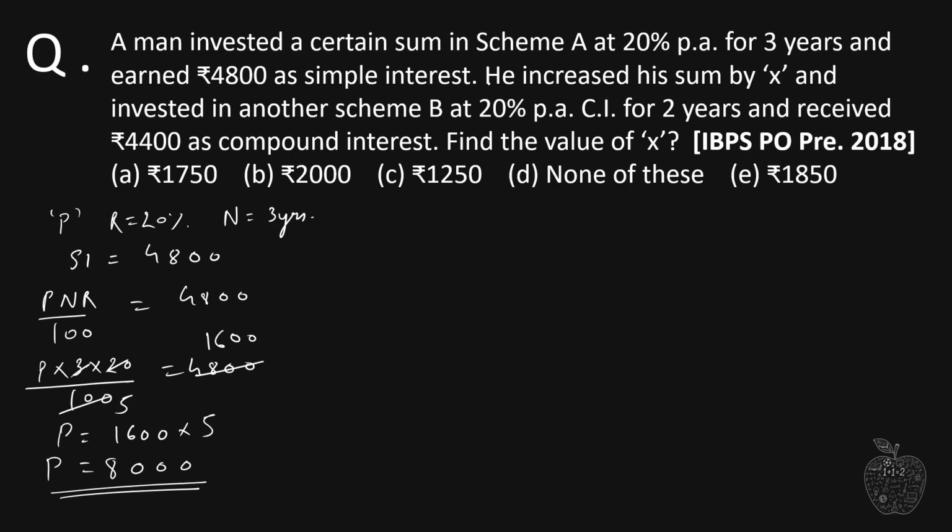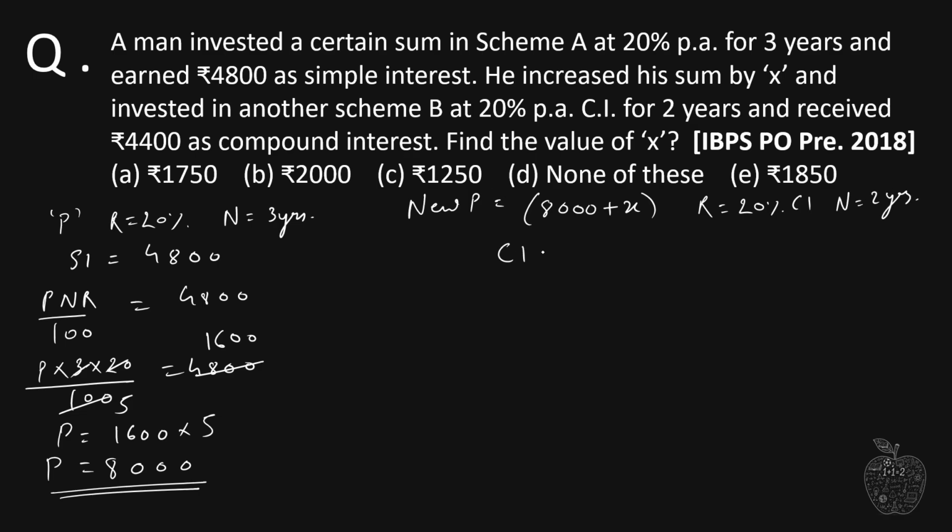Okay, now he increased his sum by X. So earlier he invested P equal to 8000. Now his new P becomes 8000 plus X, since he increased his sum by X. This is his new P, and he invested in another scheme B at 20% compound interest. So the rate of interest is 20% compounding, for 2 years. So N is again 2 years, and he received 4400 as compound interest.